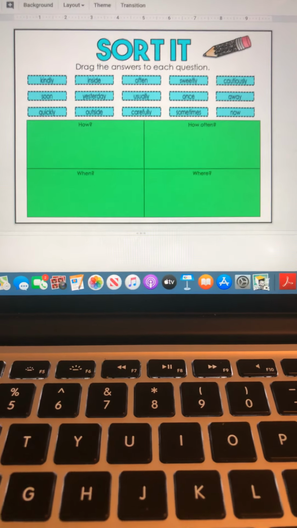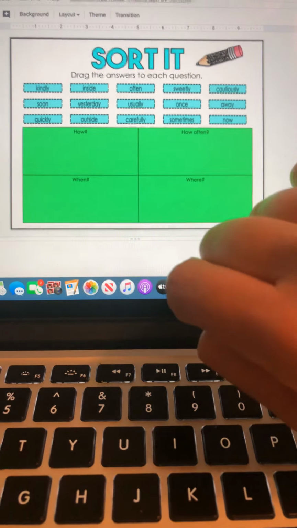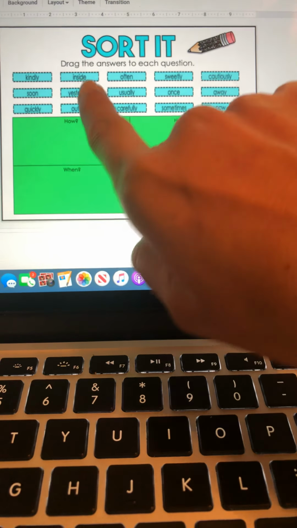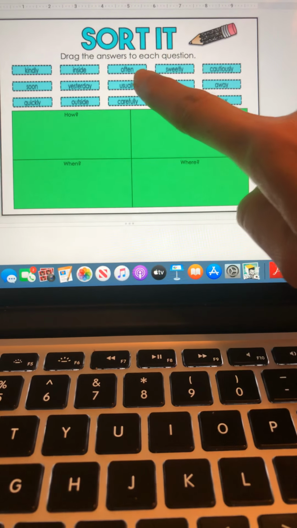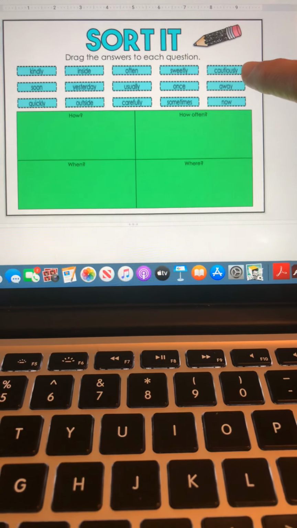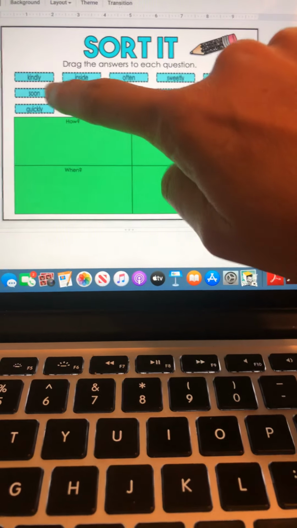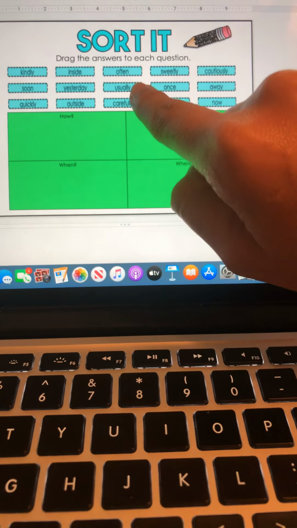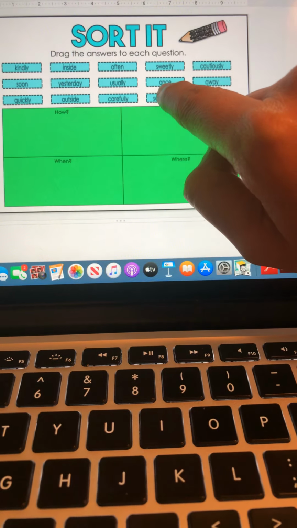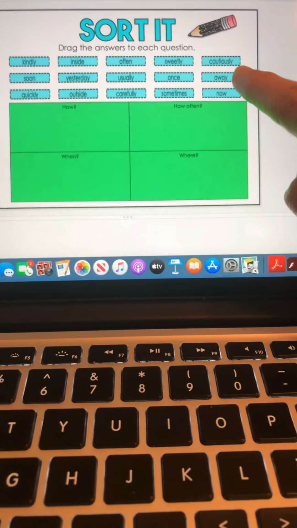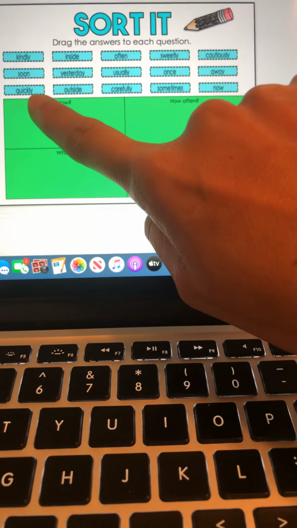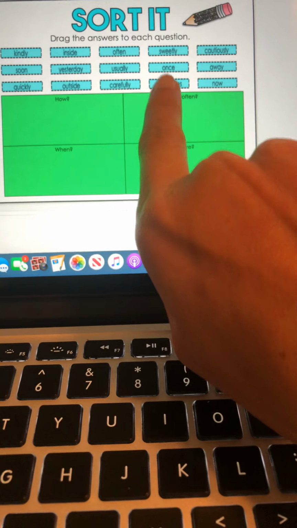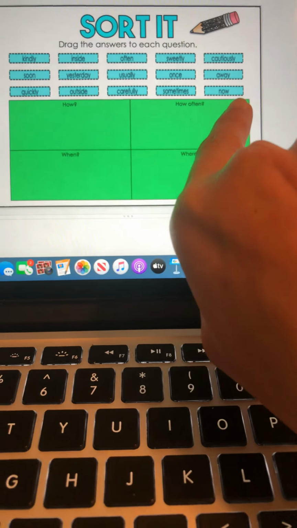and I'm going to read the words in the blue boxes, and you have to sort them into which box they go into. So kindly, inside, often, sweetly, cautiously, soon, yesterday, usually, once, away, quickly, outside, carefully, sometimes, now.